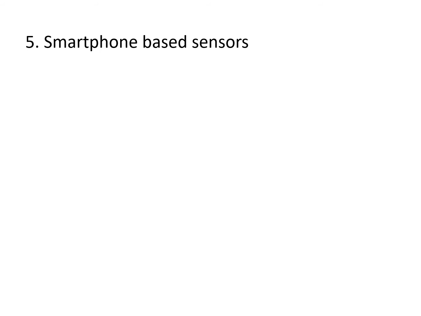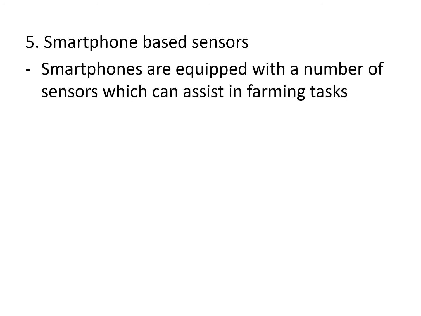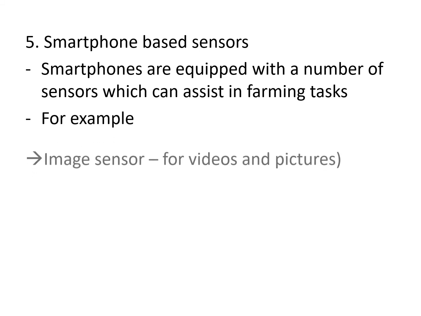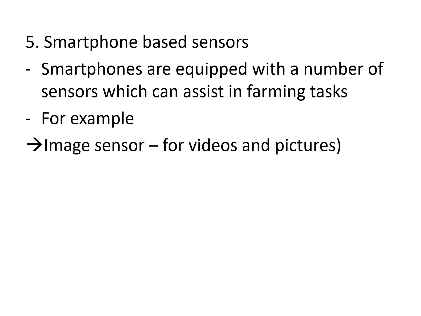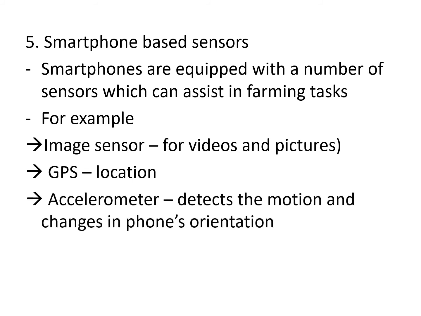Another kind of sensor which is new to the show is the smartphone. The smartphone is a device which consists of several sensors, which can also assist in farming tasks. For example, smartphones have cameras. They have image sensors, so they can take videos and pictures. Then they have the GPS, which can record location. But also they have accelerometers, which can detect motion and changes in phone orientation.